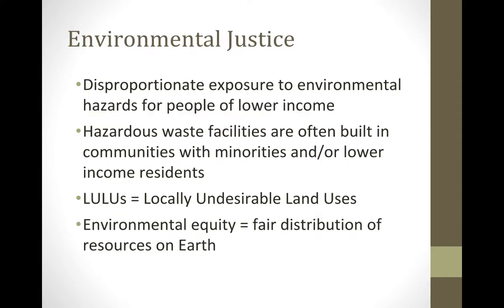All right, finally, we have environmental justice. I think we're almost to the end of this. So environmental justice, we talked about this briefly in class, but environmental justice basically says that there is a disproportionate exposure to environmental hazards for people of lower income. So basically, hazardous waste facilities, this would be an example, are often built in communities with minorities and or lower income residents. Hazardous waste facilities could include factories that are generating hazardous waste or air pollution. Could be things like oil refineries, chemical factories, power plants like coal burning power plants. It could also be like landfills and things like that.